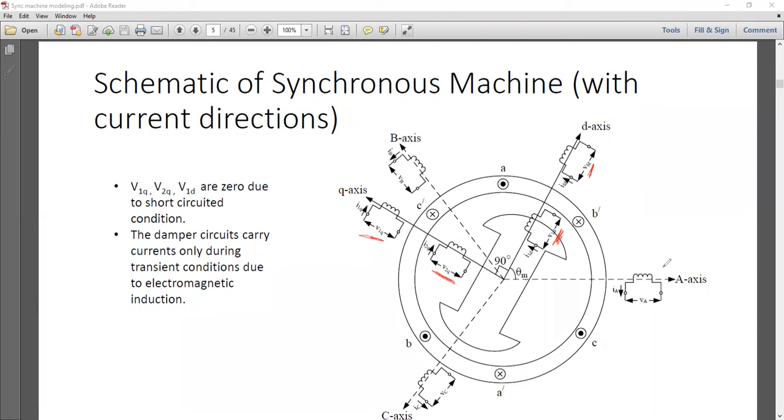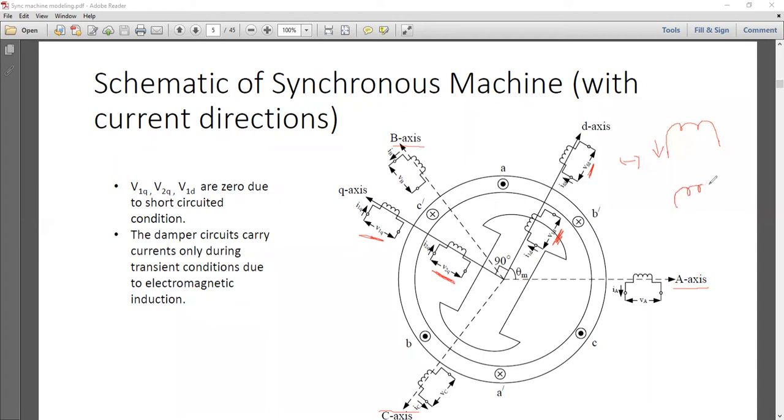what do you expect out of these coils? Coil A, coil B, and coil C. Do you expect electricity output or input? Generator will provide output. So if you have any coil providing output, we will assume it to be negative direction of current flow. Is it clear?